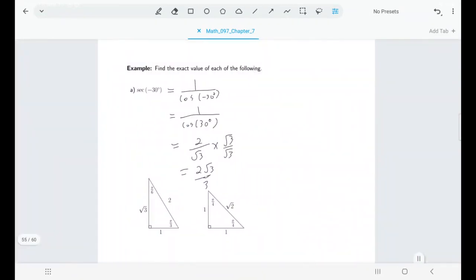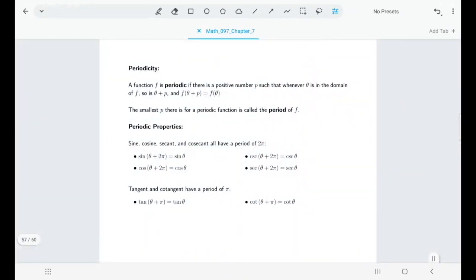One of the nice things is most of our trig functions have a period of 360 degrees, or 2 pi. So sine, cosine, secant and cosecant, they all repeat themselves every 360 degrees, or every 2 pi radians. But for tangent and for cotangent, they have a shorter period. They repeat themselves every 180 degrees, or every pi radians.